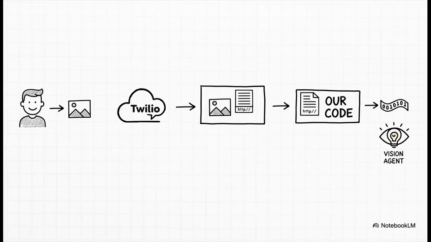And here's a really cool technical detail about how images are handled. When you send a picture, Twilio doesn't actually send the image file to our app. Instead, it sends us a URL that points to where the image is stored. Our code then has to grab that URL, download the image, and convert it into something called a base64 string. That's basically just a way of turning an image into a giant wall of text, which is the only format the vision model can actually read.